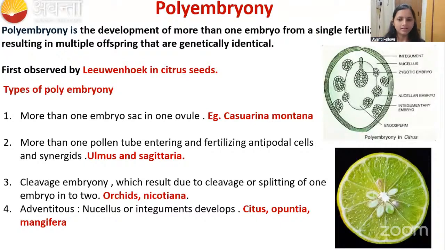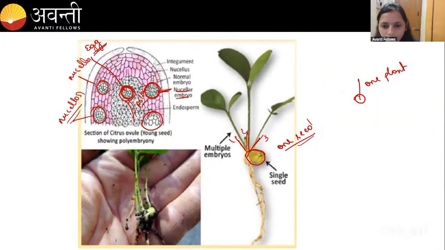Kindly see this slide. You will understand clearly. Polyembryo is the development of more than one embryo. Here we can see five embryos, right? From a fertilized egg. One egg is fertilized, but there are so many embryos. How did this happen? It comes from the nucellar tissue, right?